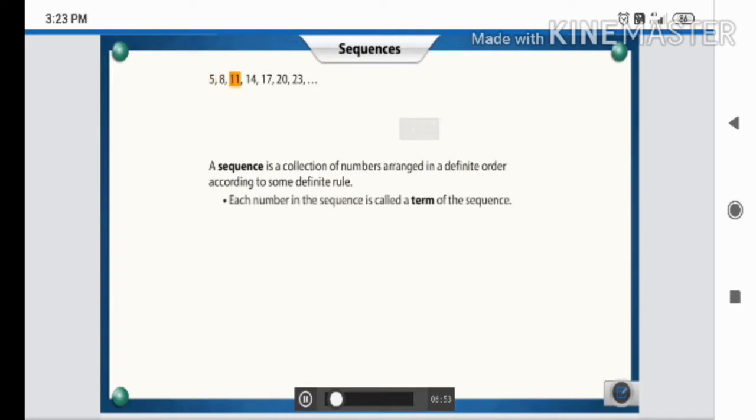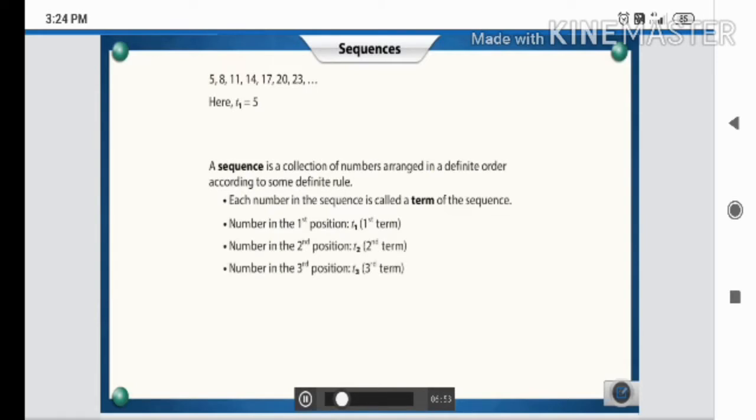Each number in the sequence is called a term of the sequence. The number in the first position is called the first term of the sequence and is denoted by T1. In this sequence, T1 is equal to 5. Similarly, the numbers in the second and third positions are called the second and third terms respectively. The second term is denoted by T2 and the third by T3. In our sequence, T2 is equal to 8 and T3 is equal to 11.